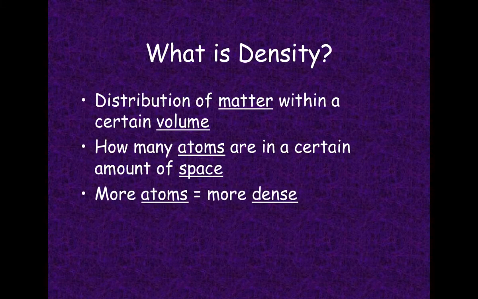And oftentimes we actually confuse this with weight. We'll say something is heavy or light when really what we're talking about is the density. For instance, if I had two handfuls, one handful of feathers and one handful of lead, I would say the lead's heavier. Well, the reason why is because the lead is actually more dense. There's more atoms in that same amount of space.